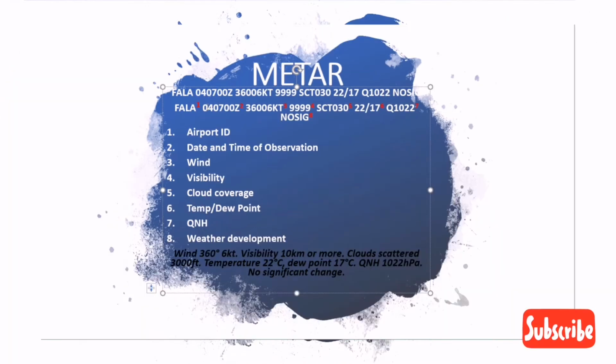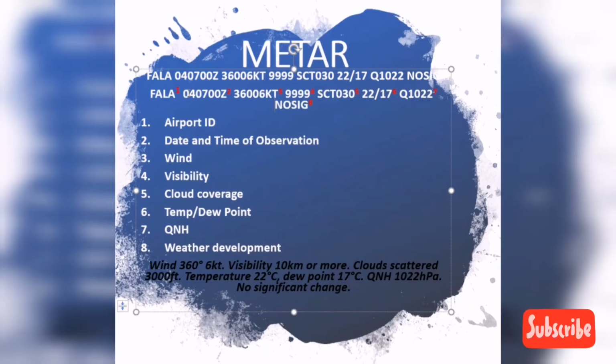The next block, which is a report on cloud coverage, that's block number 5. Here it is presented as scattered clouds at 3,000 feet. Remember, this is the height above the aerodrome level. It's not above mean sea level. Now, before I jump on to block number 6, let me quickly explain why we're using the abbreviation SCT, Sierra Charlie Tango, which stands for scattered clouds.